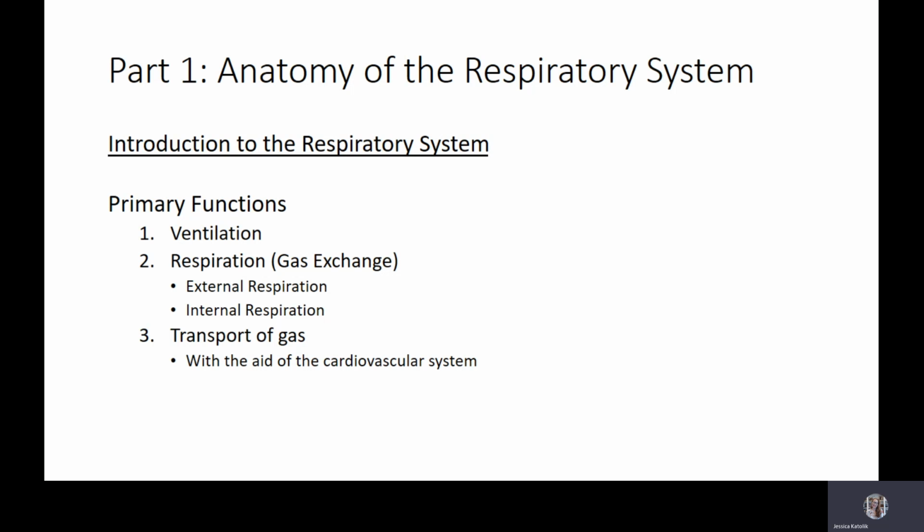Oxygen is a necessary component for making energy within the mitochondria. It acts as the final electron acceptor within the electron transport chain. And so we need oxygen to make energy in the form of ATP for our body, and we're going to get that through our respiratory system.